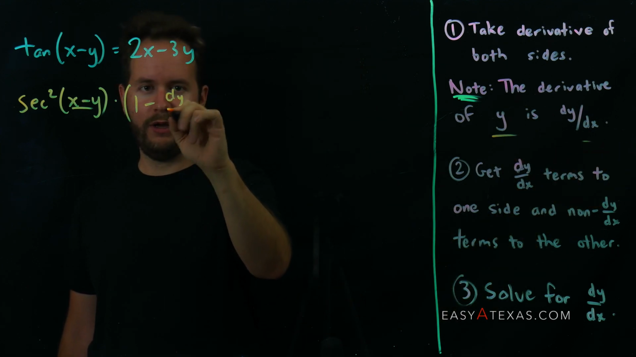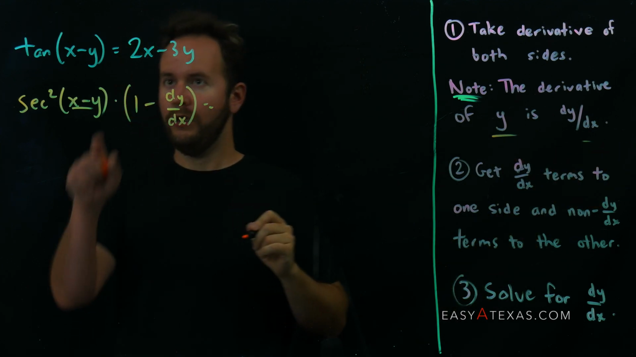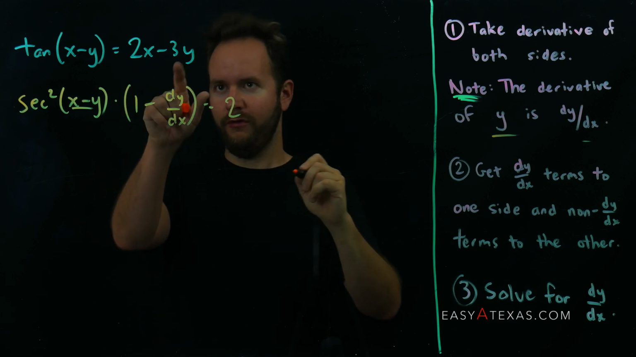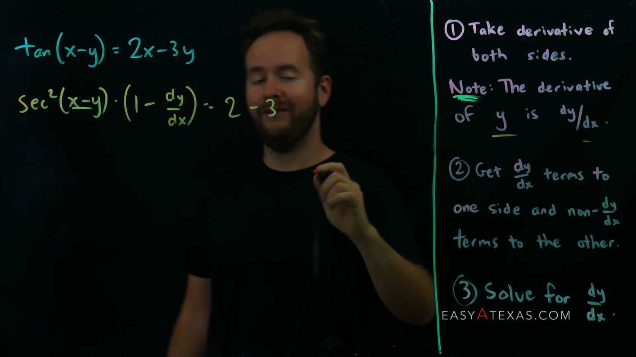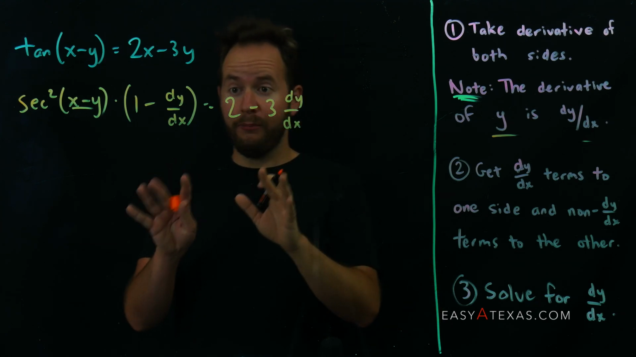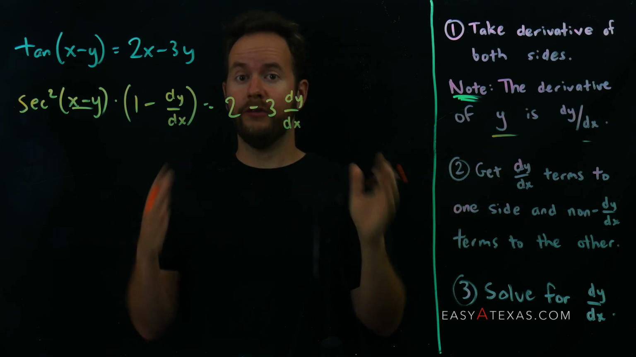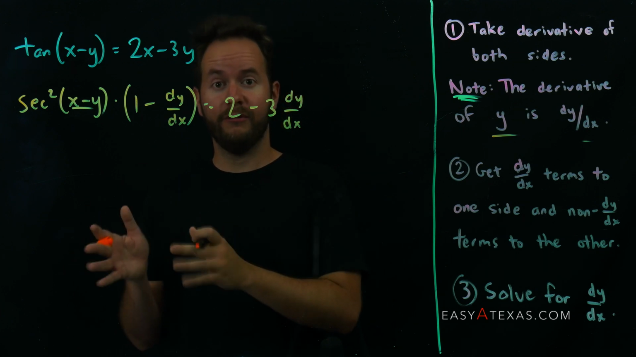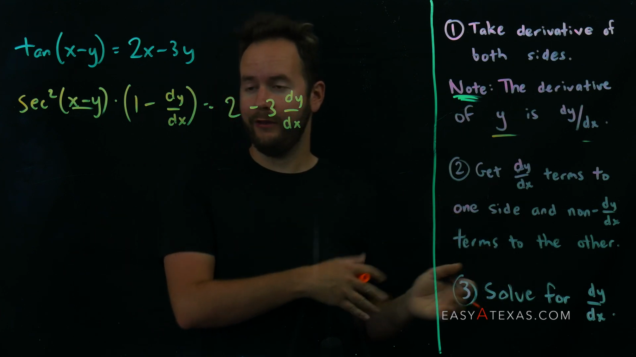So we're going to say dy/dx equals the derivative of 2x, which is 2. The derivative of negative 3y would be negative 3, except again, I've taken the derivative of a y, so I tack on a dy/dx. Okay. Now I'm done with step 1. I need to shuffle the terms around so that all the terms that have a dy/dx go to one side and all the terms that don't have a dy/dx go to the other.